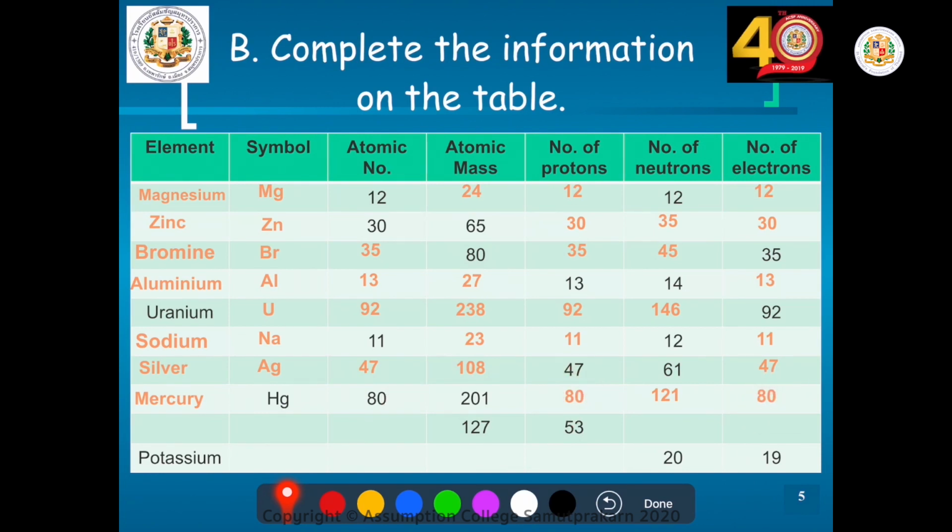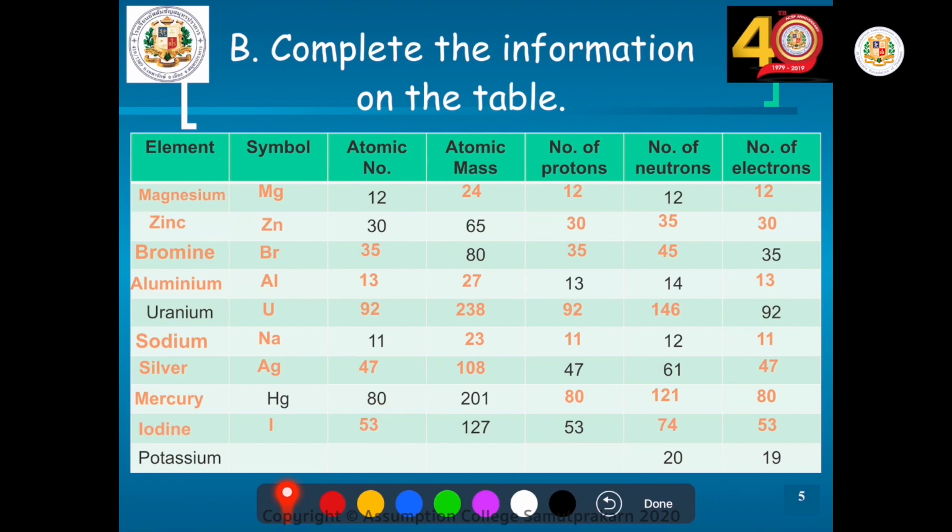Now, for the number of neutrons, atomic mass minus 80 is 121. Very good. Next we have the number of protons as 53. Therefore, the atomic number and number of electrons are also 53. The number of neutrons would then be 127 minus 53, which is 74. Very good. And this element whose atomic number is 53 has the symbol I and the name iodine.